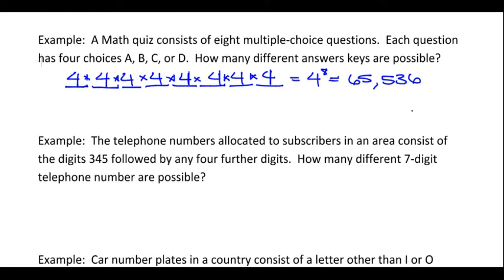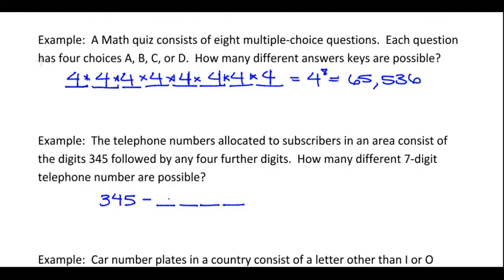Next, the telephone numbers allocated to subscribers in an area consist of the digits 3, 4, 5, followed by any 4 further digits. 1, 2, 3, 4. How many different 7-digit telephone numbers are possible? So in this case, 3, 4, 5 are fixed. So the telephone companies decided everyone's number will start with 3, 4, 5.